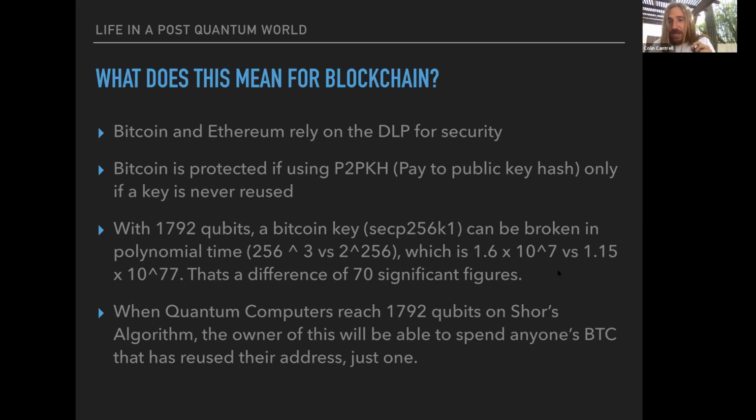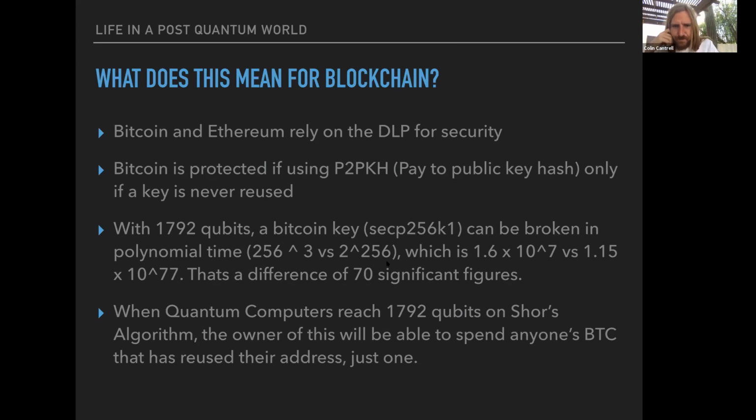Now, what it should be is 1.15 times 10 to the 77. So that's 77 figures. That's 77 numbers, so 70 more significant figures have dropped off. It's an incredible drop in security, and that's caused a lot of uncertainty in ECDSA and RSA.